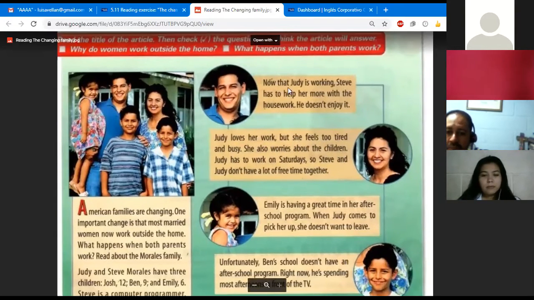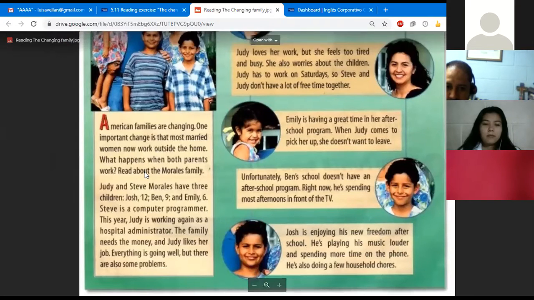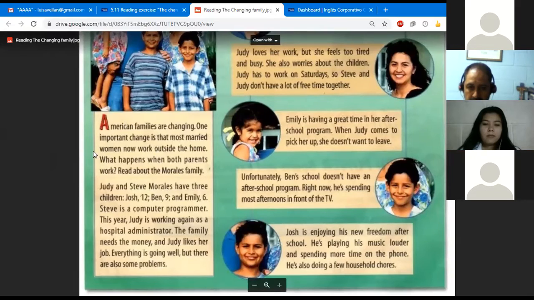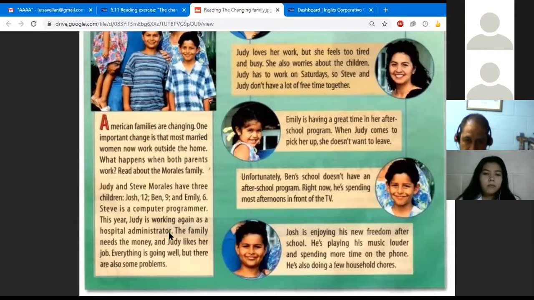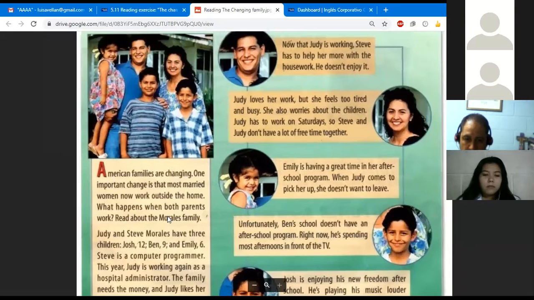Okay, Luis Alberto, read the first paragraph, please. Oh, sorry, we begin with American. Here, the first paragraph. American families are changing. One important change is that most married women now work outside the home. What happens when both parents work? Read about the Morales family. Okay, the Morales family, right? So here you can see that we're talking about what happens when both parents work. Good. Then, Saul.